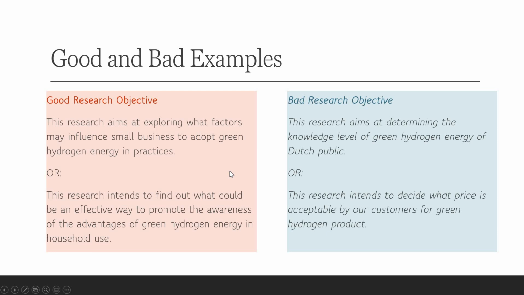And another good example is, this research intends to find out what could be an effective way to promote the awareness of the advantages of green hydrogen energy in household use. Again, the target group is very clear. It's about households. And second, they are not going to find out what is the most effective way, because if you say the most effective way, then it indicates a quantitative research. You need a larger sample size. But for this one, I can imagine it can be applied to interview research with six interviewees. So they can collect information from six experienced people and find, according to them, what are the effective ways for that.